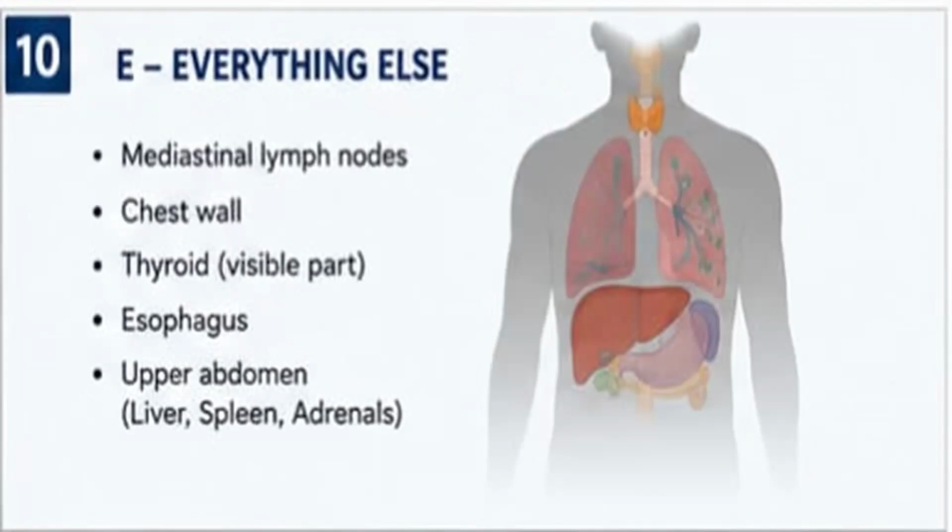Never forget the surrounding structures. Examine the mediastinal lymph nodes, chest wall, visible thyroid glands, esophagus, and the upper abdominal organs included on the scan, such as the liver, spleen, and adrenal glands.